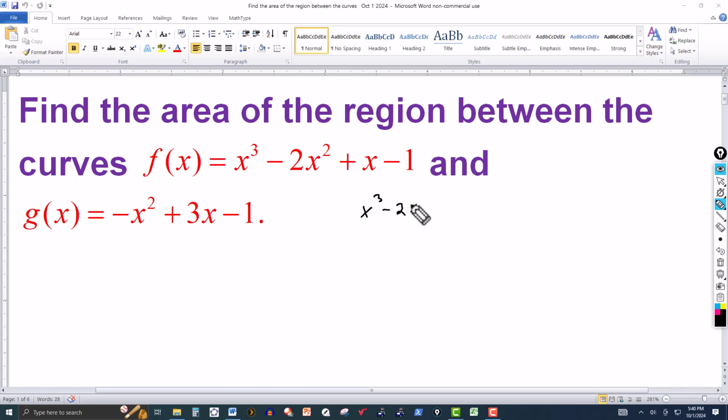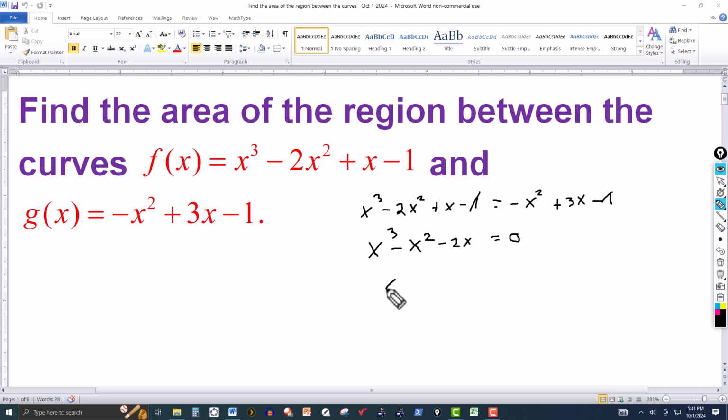X cubed minus 2x squared plus x minus 1. Set that equal to the parabola, minus x squared plus 3x minus 1. And then we collect terms to the left side, make one side 0 here. So the x cubed will stay over here. The minus x squared comes over, makes it a plus, so 1x squared and a minus 2 gives me a minus x squared. 3x comes over, minus 3 becomes a minus 3x, and x is a minus 2x. A minus 1 comes over, makes it a plus 1, so these cancel out here. And we've got this equal to 0.